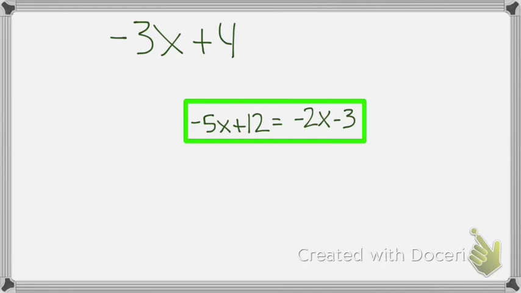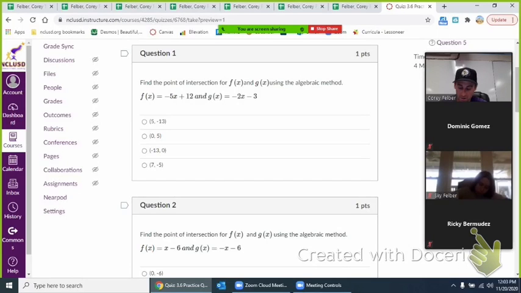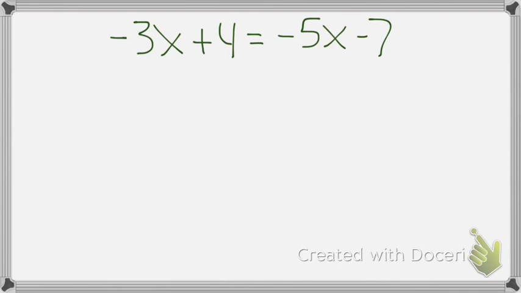let's say negative 3x plus 4 equals negative 5x minus 7. Just like this one, I'm just using different numbers. Let's do this as an example, and that'll be the first thing that we do here. To solve these, we're trying to get x by itself. If we have x's on both sides, we either have to move these ones over there, or we could move these ones over there.